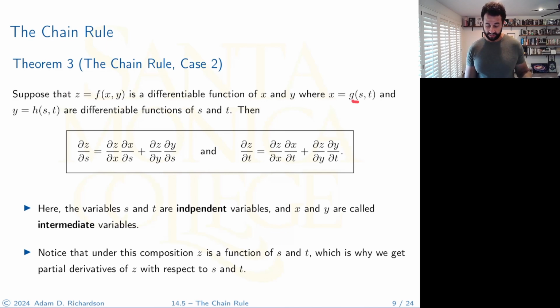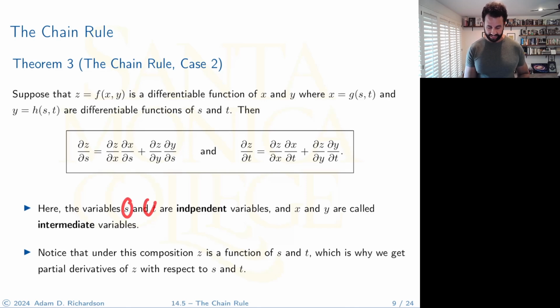It's still going to be z of s and t, so we can only talk about partials. Partial with respect to s, partial with respect to t. And what does the formula look like? Pretty much the same thing you would expect. Partial z partial x, partial x partial s, plus partial z partial y, partial y partial s. And then do the same thing for t. That's why we're getting two formulas here.